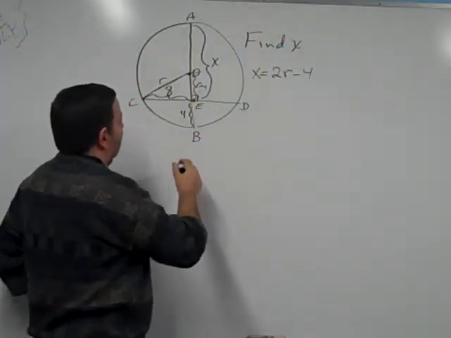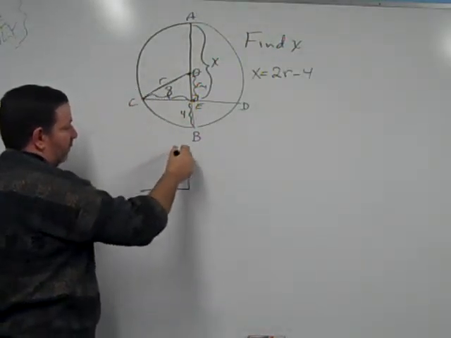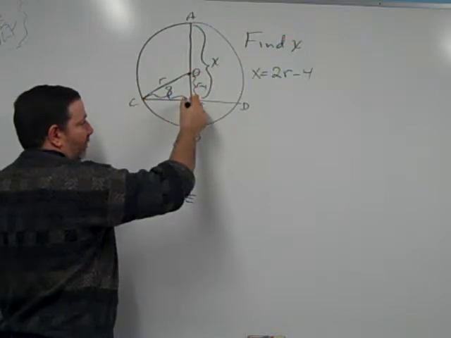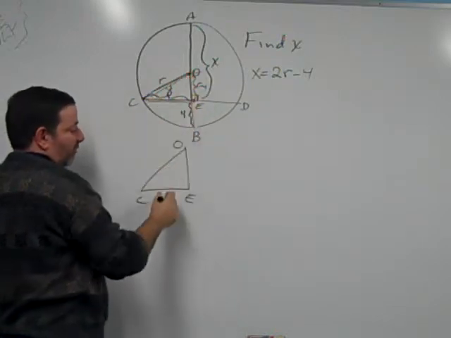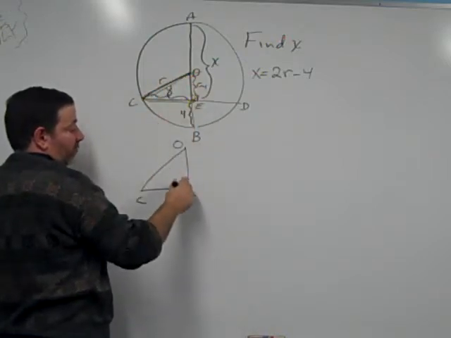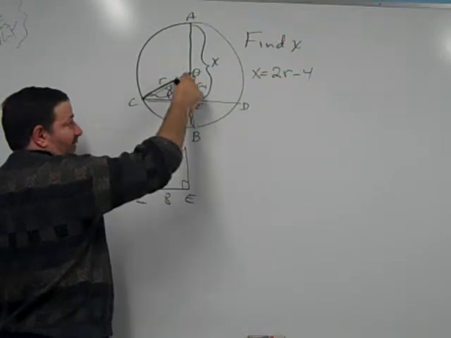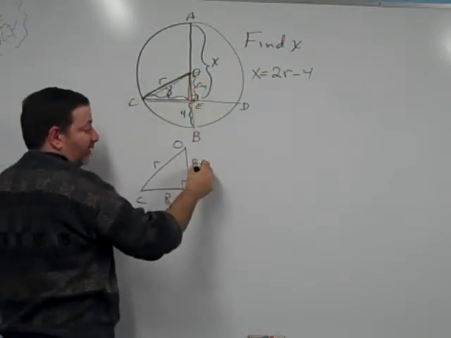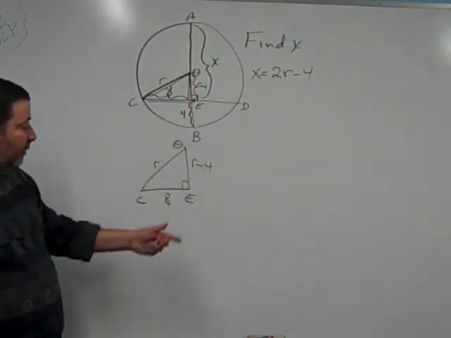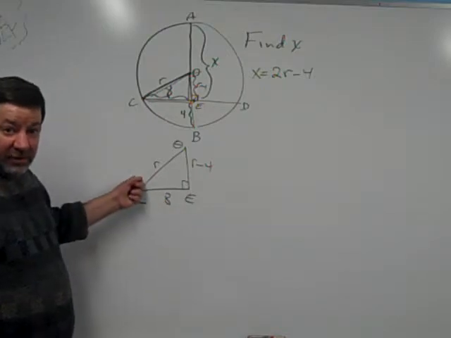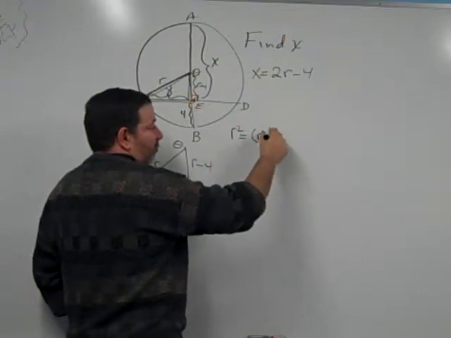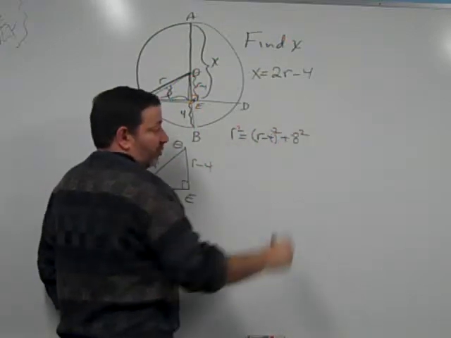So let's bring out this right triangle right here, C, E, O. This base was given to be 8. The hypotenuse of the right triangle is R. And this distance is a little bit less than the radius. It's 4 less. So now I can find R. This squared plus this squared equals that squared. The hypotenuse squared is one leg squared plus the other leg squared.